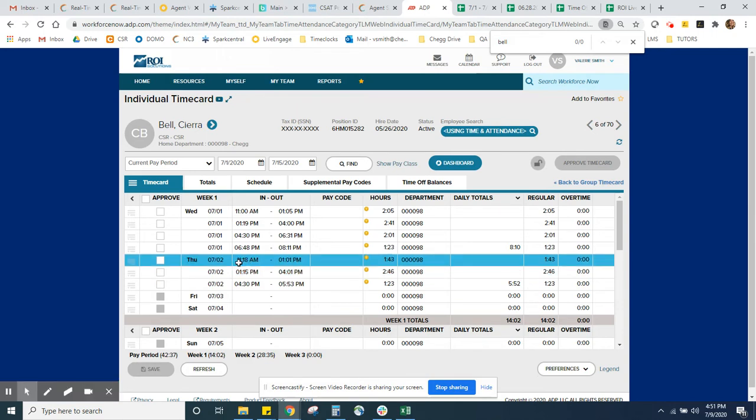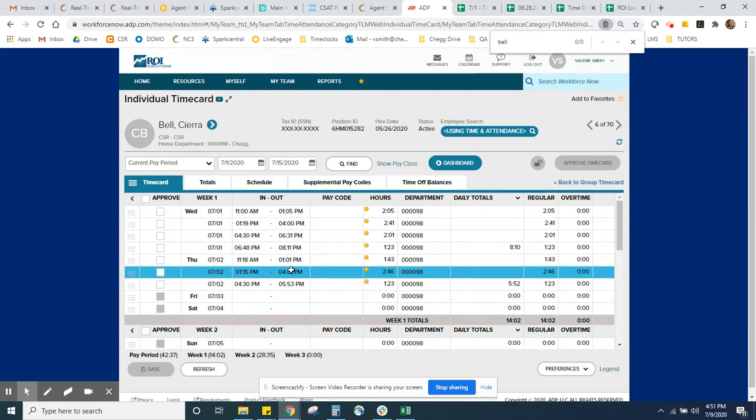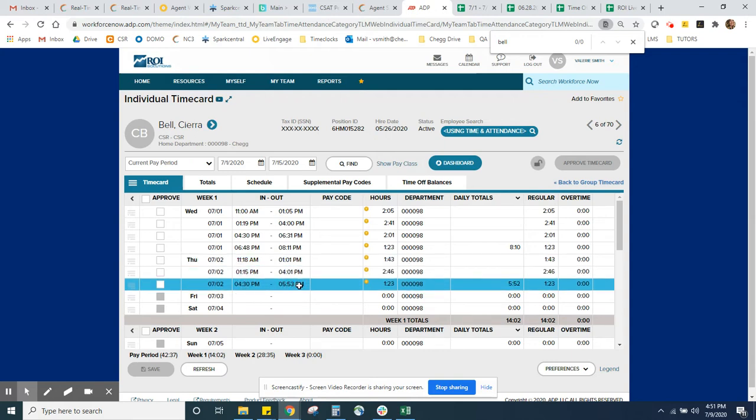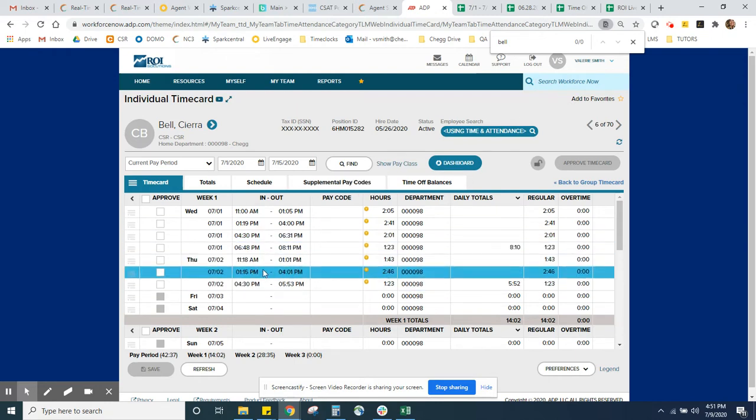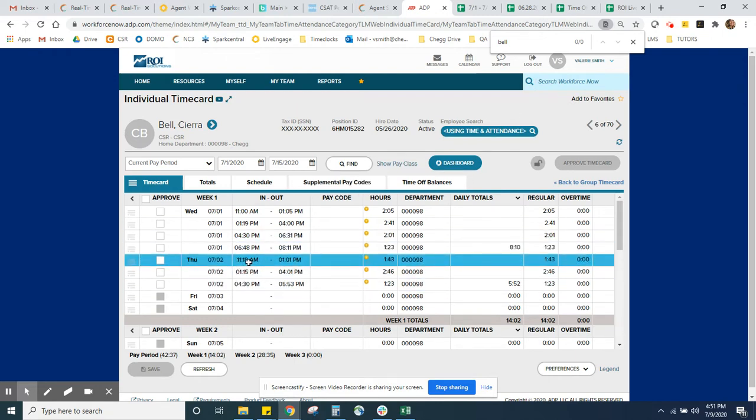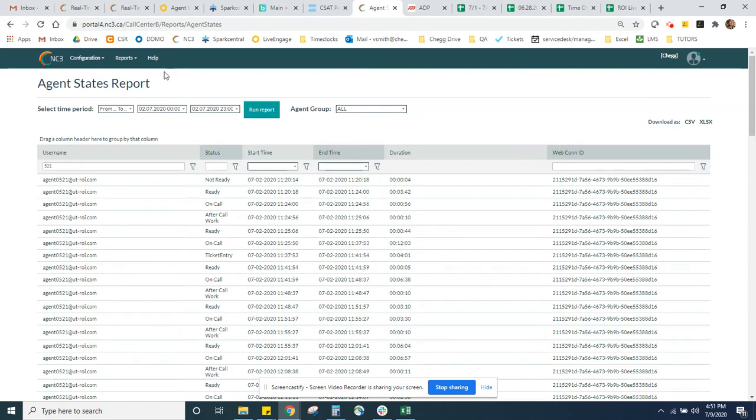It looks like she worked from 11:18 to 1, clocked out for lunch, then her last break, and left at 5:53. Okay, so we have her on the schedule starting at 9:30, but she clocked in at 11:18, or at least someone clocked her in at that time. So I'm going to check her time card.